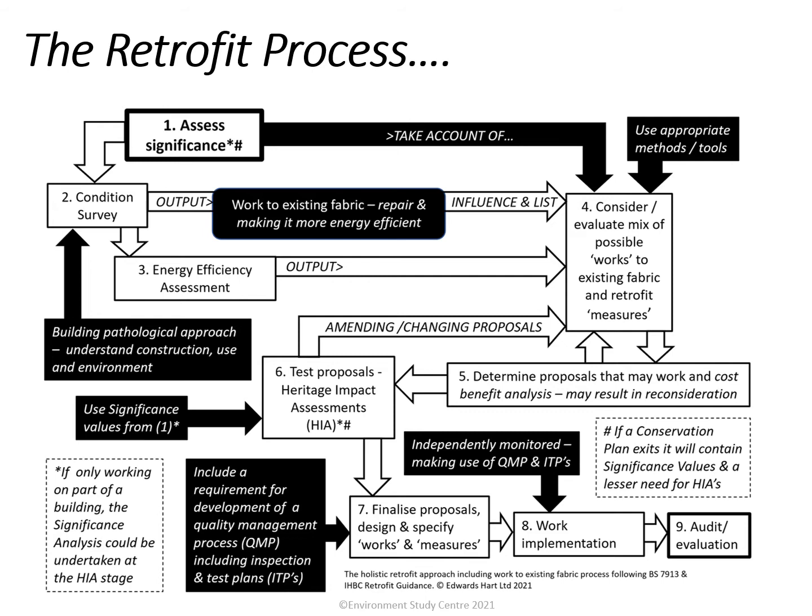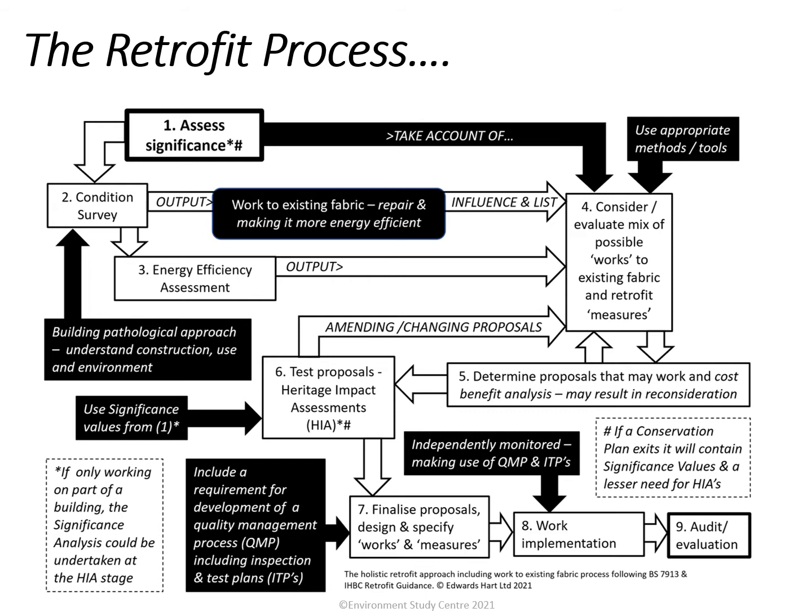Then we'll look at number 5, do a cost-benefit analysis on all those things which have been recommended. Number 6 takes us on to undertaking heritage impact assessments. I'll show you a number of different examples of how we undertake this. Then we come on to number 7, finalising our proposals, designing and specifying the works and measures. And when we're doing this, we need to think of how this work will be implemented on site. So we need to build into this quality management processes, which include inspection and test plans.